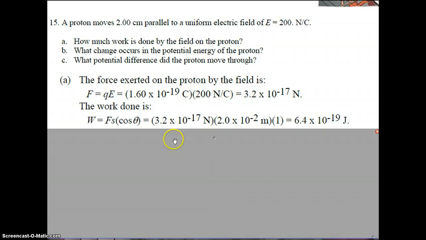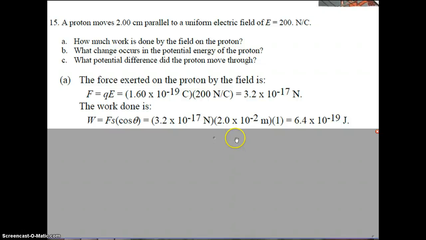The force we calculated times the displacement, 2 centimeters is 2 times 10 to the negative 2 meters. And it says that the work is done by the field on the proton. So the angle between the force and the displacement is 0 degrees, and the cosine of 0 is 1. This gives a work done of 6.4 times 10 to the negative 19 joules. The next question asks, what change occurs in the potential energy of the proton?